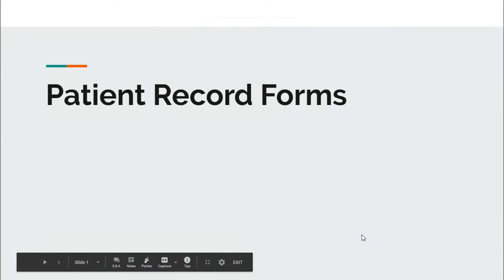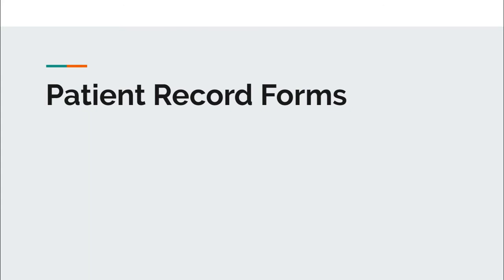Hey class, today we're going to be looking at patient record forms. These are the documents that take all of that information we've been talking about, things like the exam, the temperature, pulse and respiration records, the body score, etc., and put it into a record.